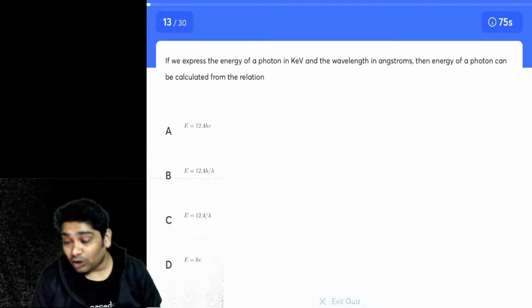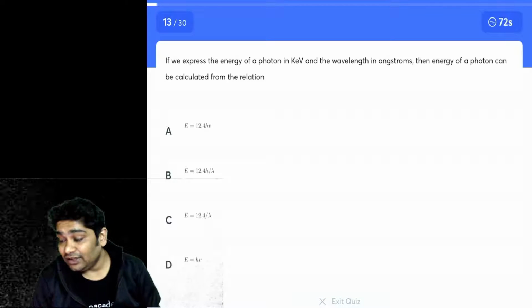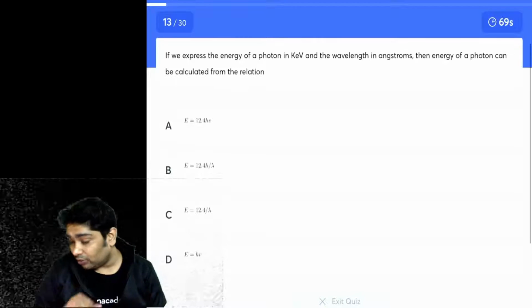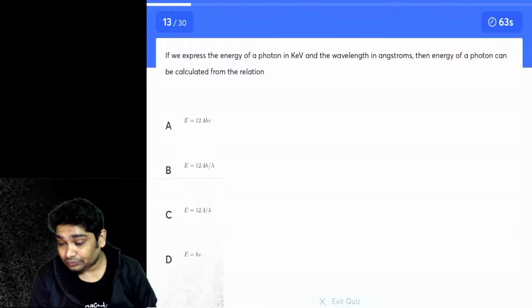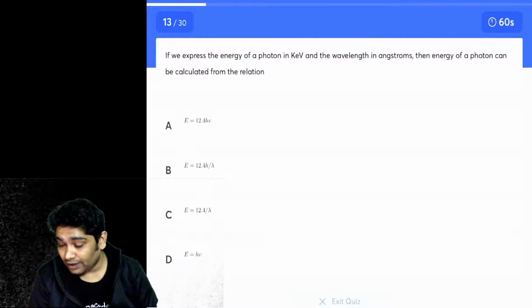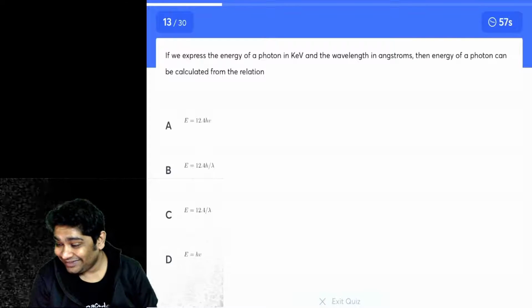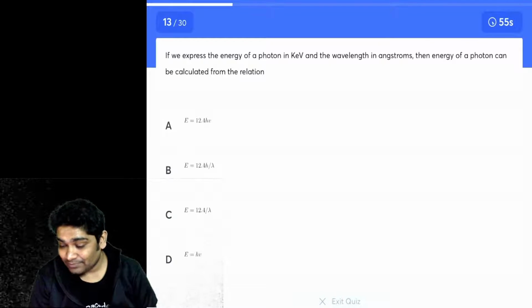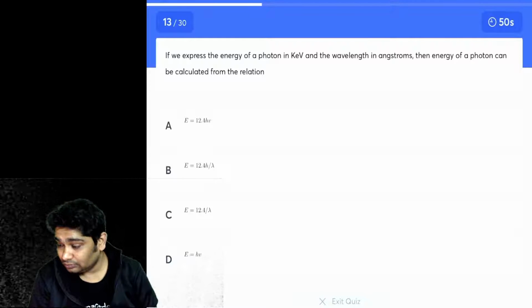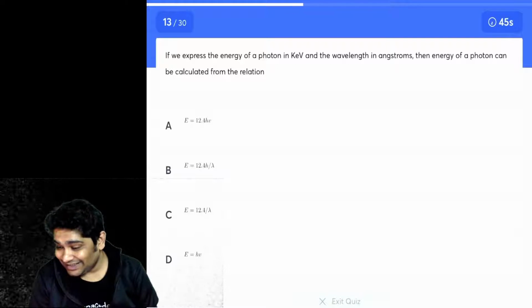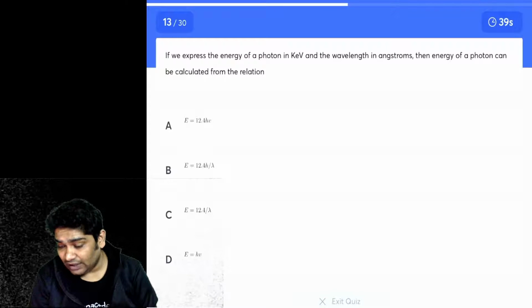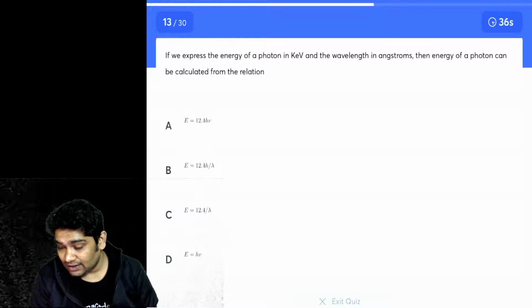If we express the energy of a photon in kilo electron volts and the wavelength in angstrom, then the energy of a photon can be calculated from the relation. Which of the following would tell you about the energy? Is it E equals h nu? Is it E equals 12.4 h nu? Is it E equals 12.4 into h over lambda? Or is it 12.4 over lambda?